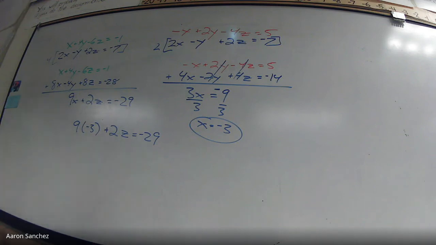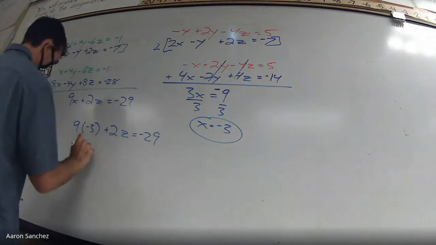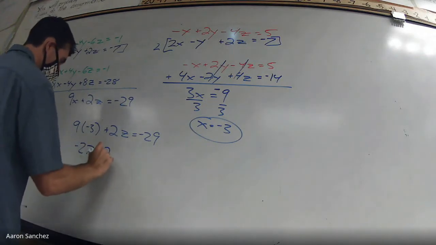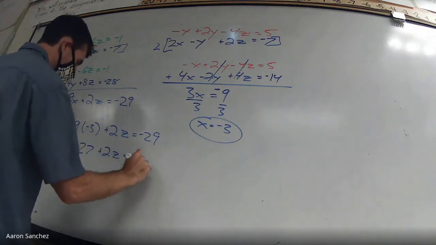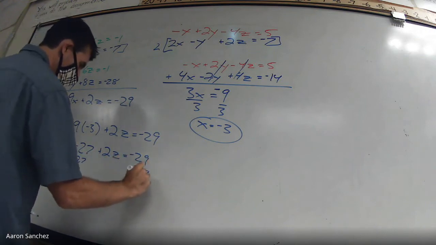Should I pause? Am I going too fast? Raise your hand if I should pause. Okay, I'm moving on. Negative 27 plus 2z equals negative 29. I think you guys are in the zone. You guys are just doing it yourself, which is good.